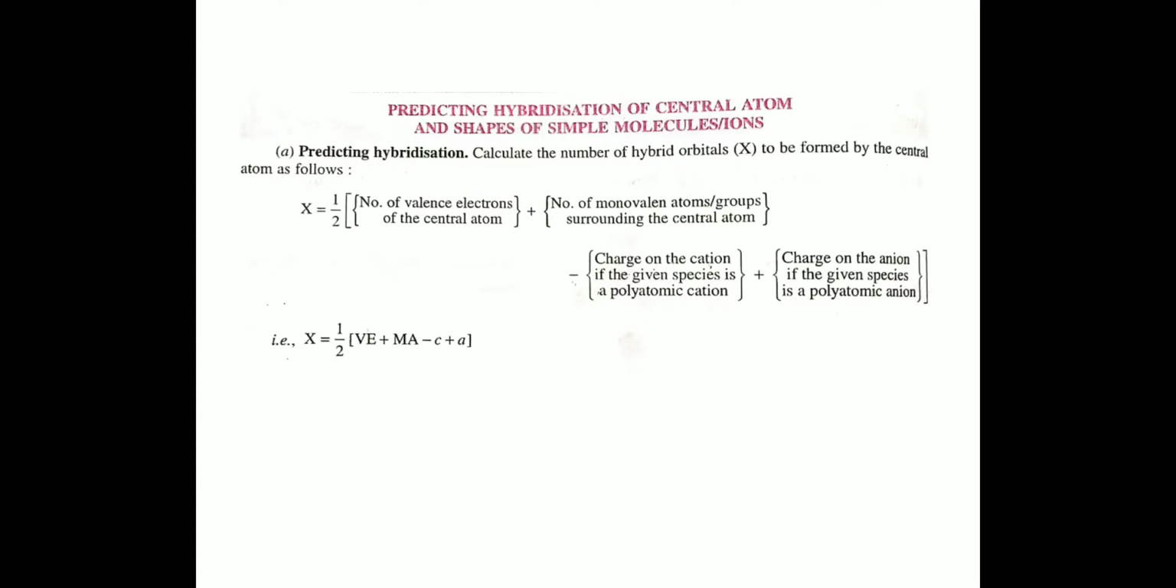the number of monovalent atoms attached to the central atom, minus, if there is a positive charge, then you have to subtract that particular positive charge, or if there is a negative charge, that means if it is an anion, then you have to add the number of negative charges present on the given species. So by calculating X, we can tell about the hybridization.